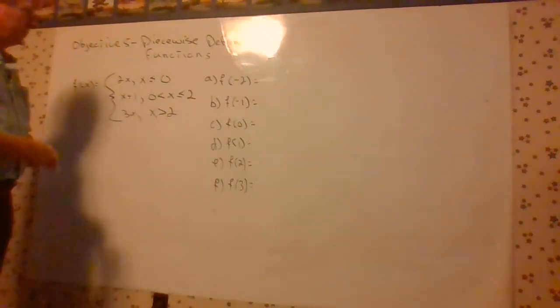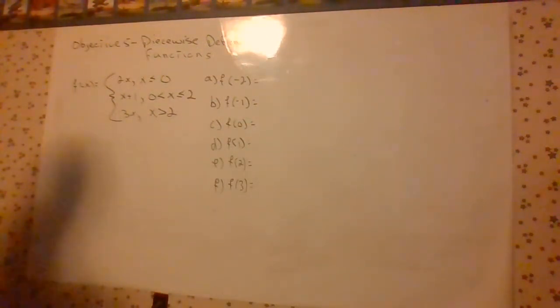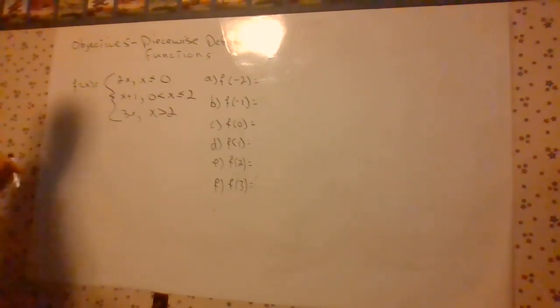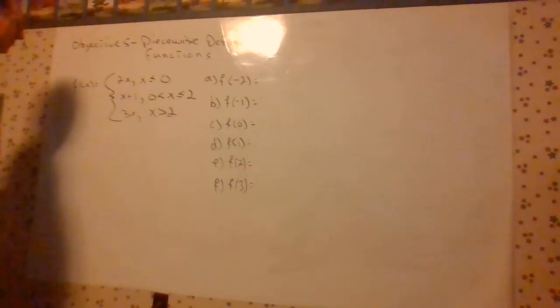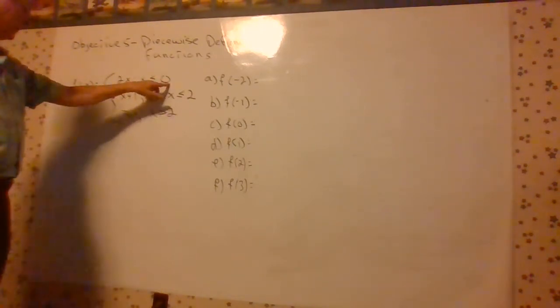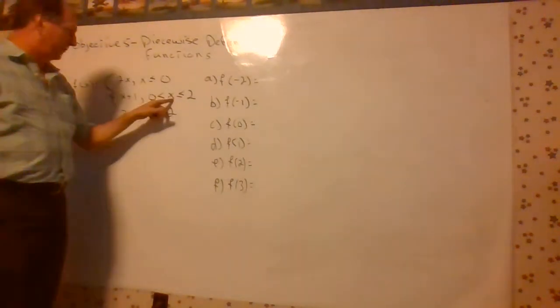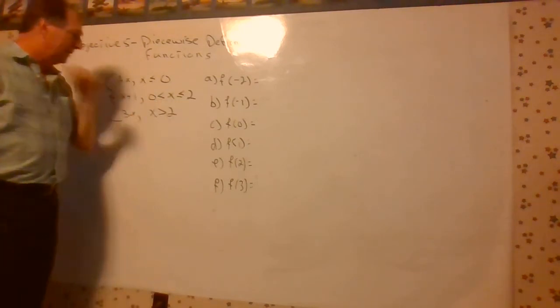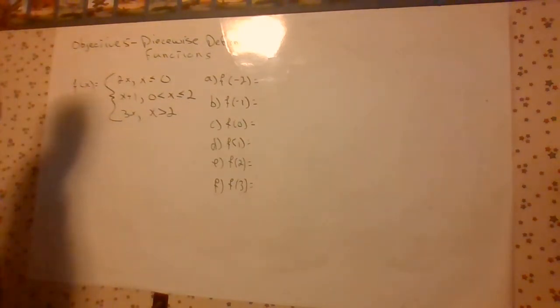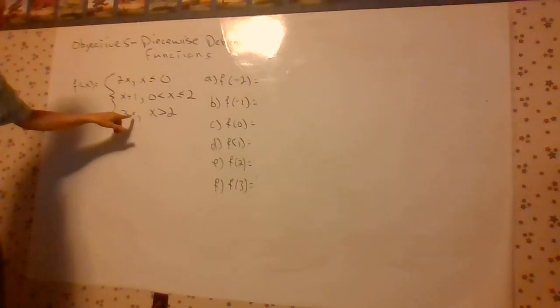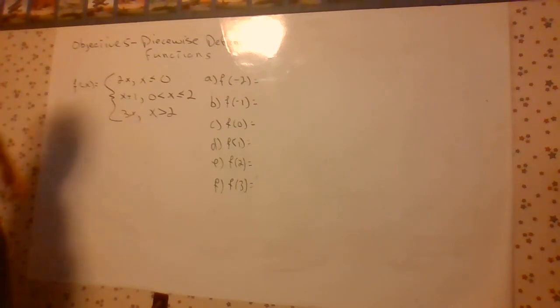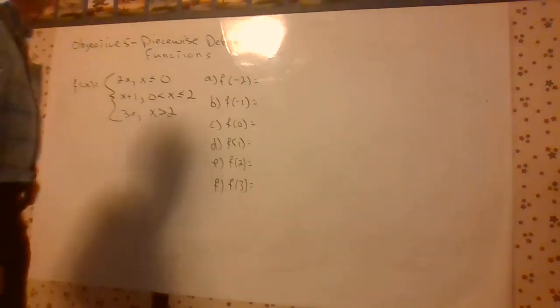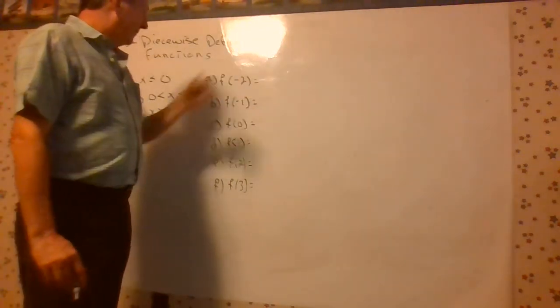Objective 5, piecewise defined functions. Consider the function f of x equals, we're defining this to be 2x when x is less than or equal to 0, x plus 1 when x is between 0 and 2, equal to, not 0. And then once we get beyond 2, we'll use this definition, 3x. We want to find f of negative 2.